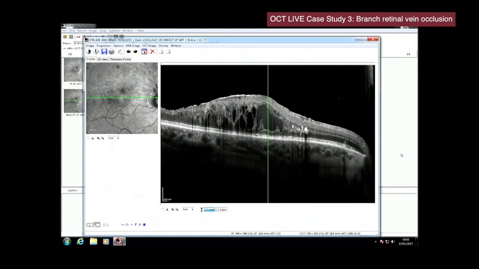Sometimes we are confused when we look at the fundus whether these are exudates, drusen, or cotton wool spots. Cotton wool spots are usually fluffy, exudates are usually bright, and drusen are more regular in shape. And if you are confused, you can do an OCT.